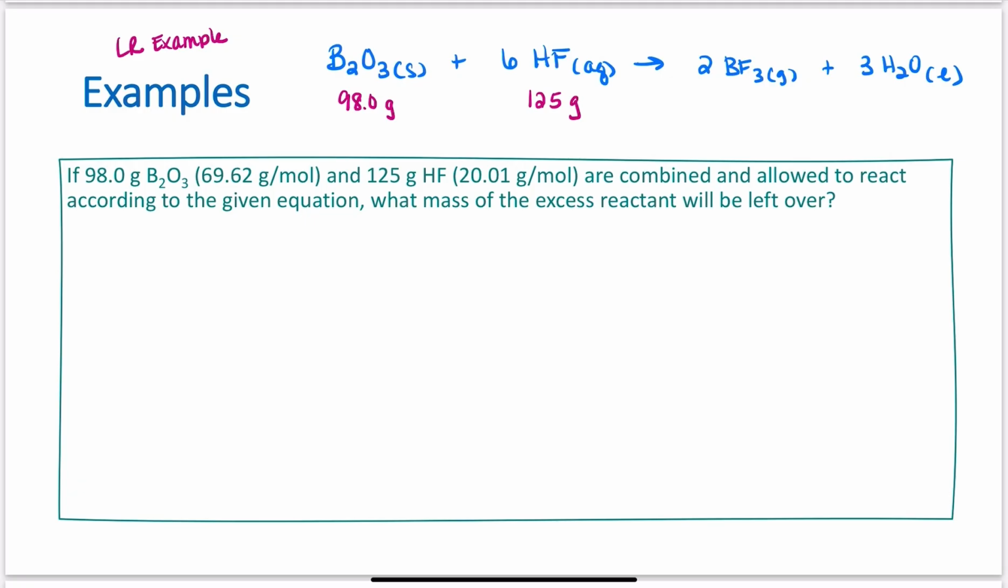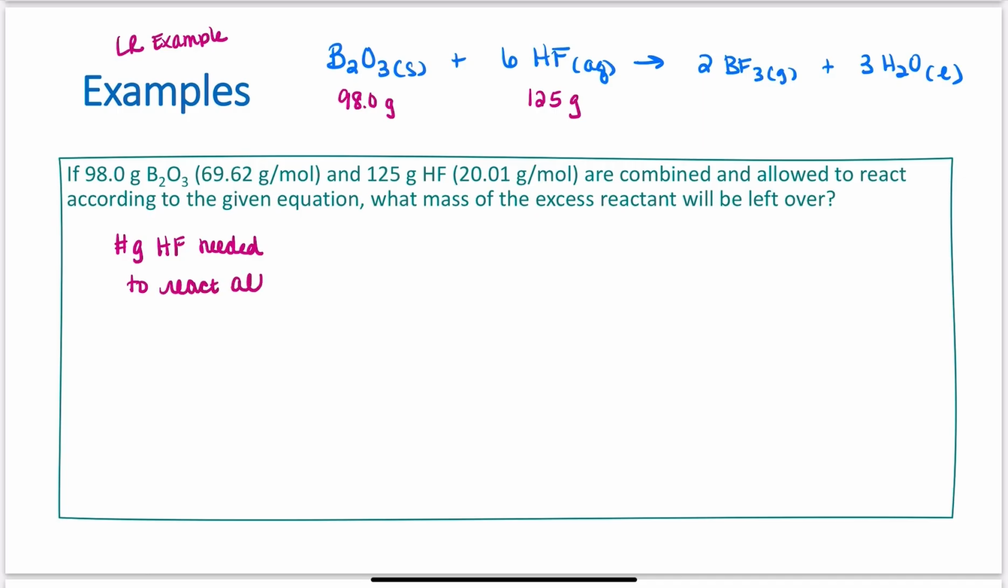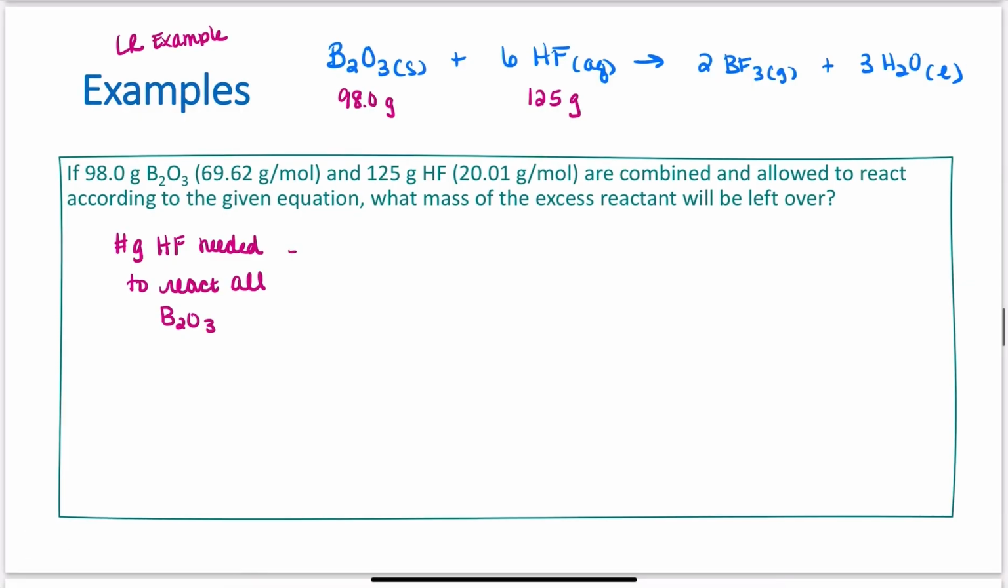Now, if you're unsure what to do, follow the 6-step method. It will get you to the right point. I like making things easier on my life, so I like converting from one to the other. So I'm just going to pick one, and I'm going to say, well, how many grams of HF do I need to react all of my B2O3? I don't know what my limiting reactant is yet, and I've got to figure that out.